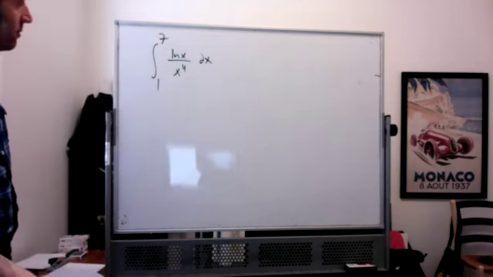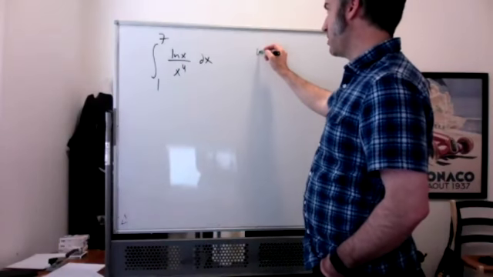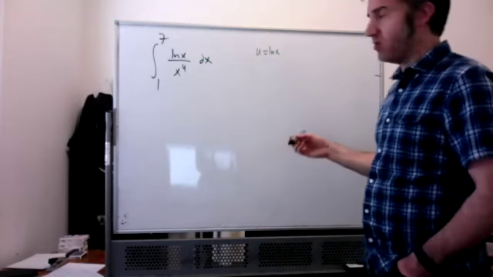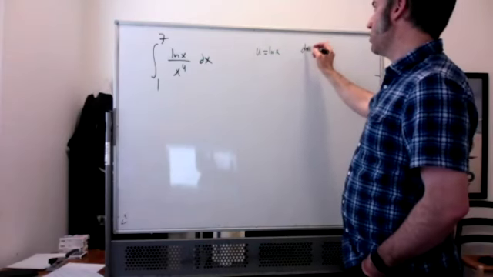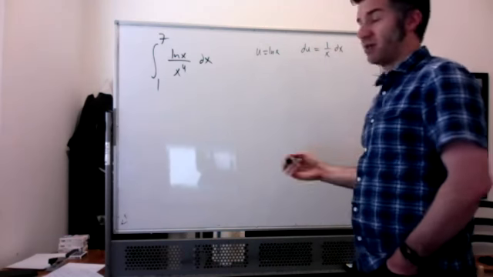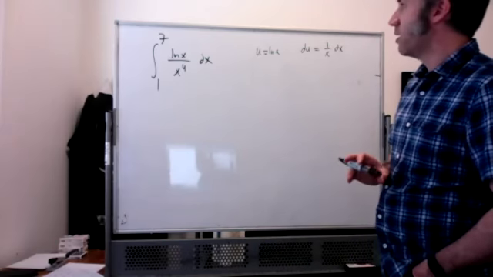It could be u sub, it could be integration by parts. I'm always going to think about u sub first. So think about u sub, I would try letting u equal the natural log of x. The problem there is that if I do that, my du is going to be 1 over x dx. And I don't exactly have that. I should be careful here.